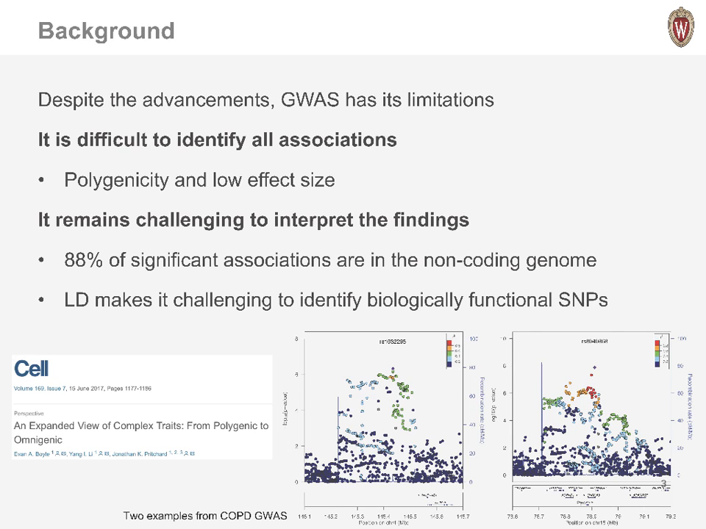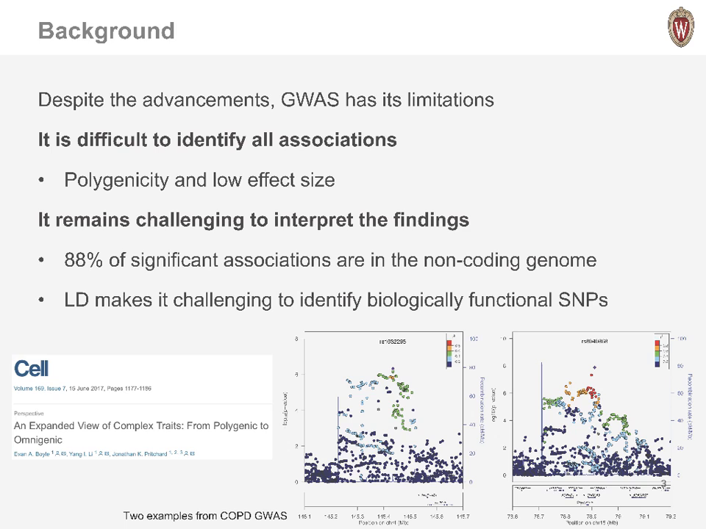Here are two examples to illustrate the idea. They are from a COPD GWAS. You can see this is a big LD block. It's genome-wide significant, but it's in the middle of nowhere. There's no gene down there. So how do we interpret this? What exactly is driving this association? It's difficult to say. Here is another LD block.